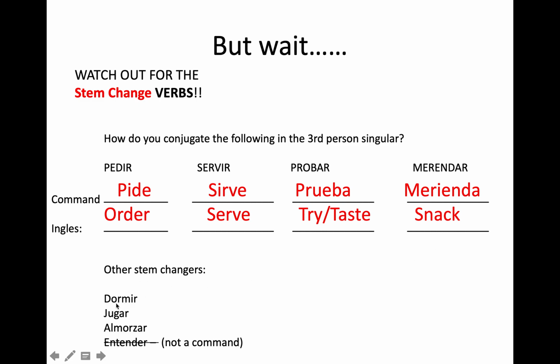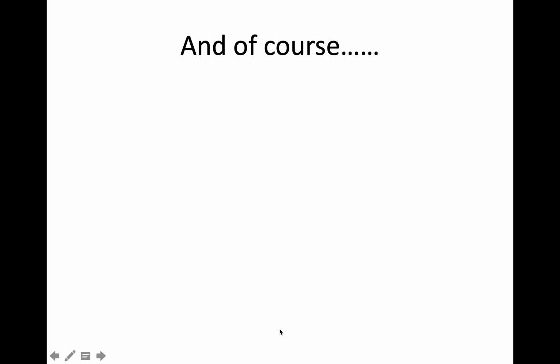All right, other stem changers, dormir would become duerme, sleep. So you tell a little child duerme, or jugar, juega, if you tell them play nice, juega bien, okay? Almorzar, this O becomes UE, to tell someone to eat lunch, almuerza, okay? And then entender stem changes, E to IE, but notice not a command, it means understand, okay?